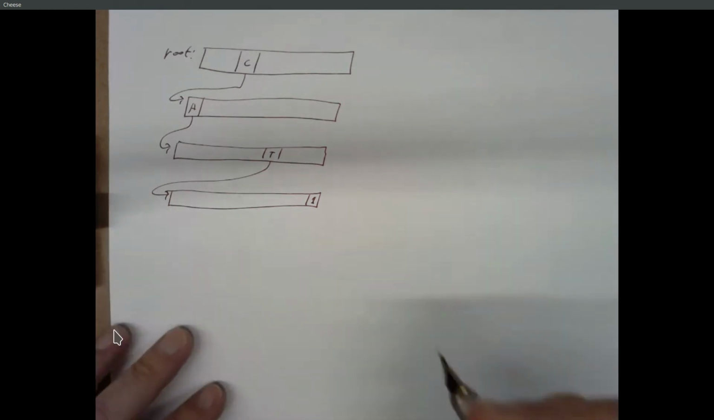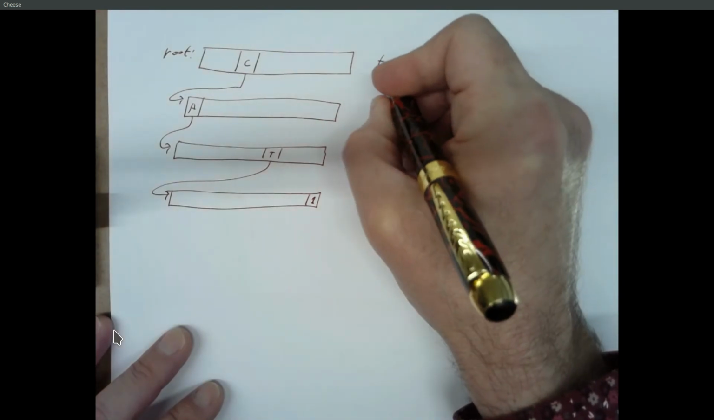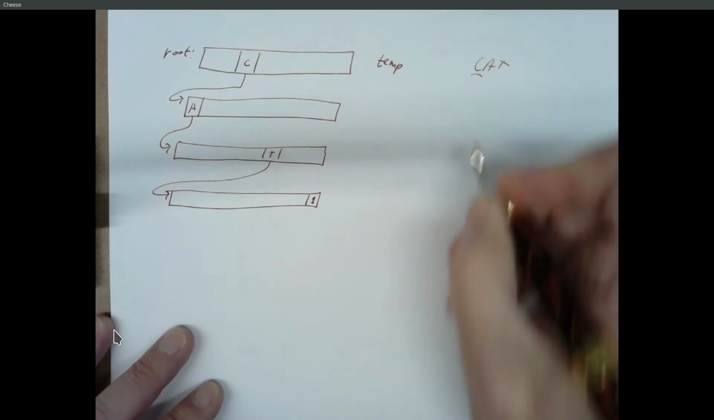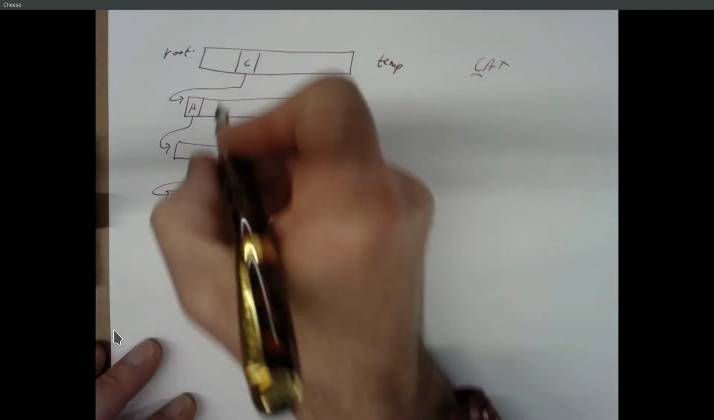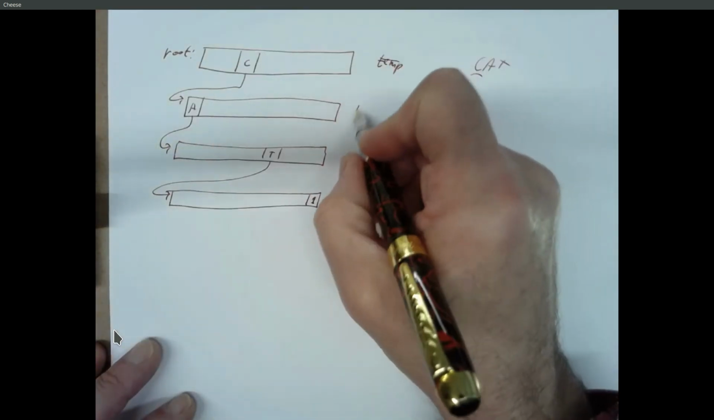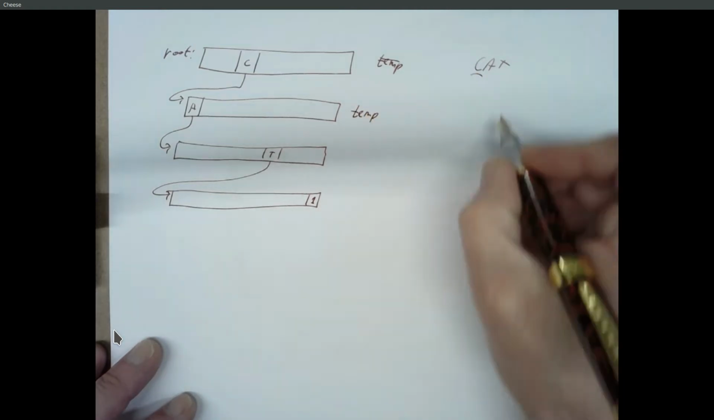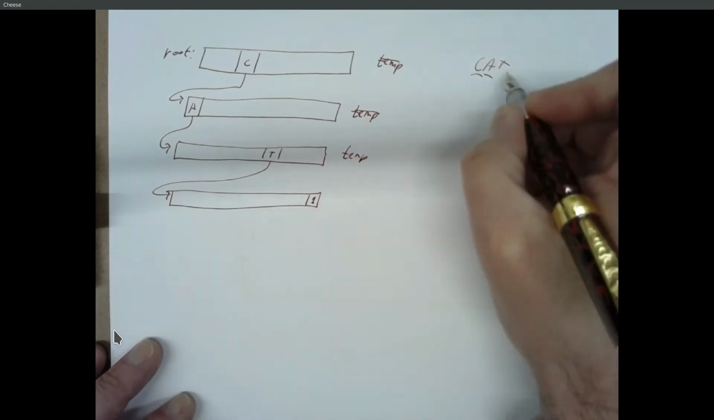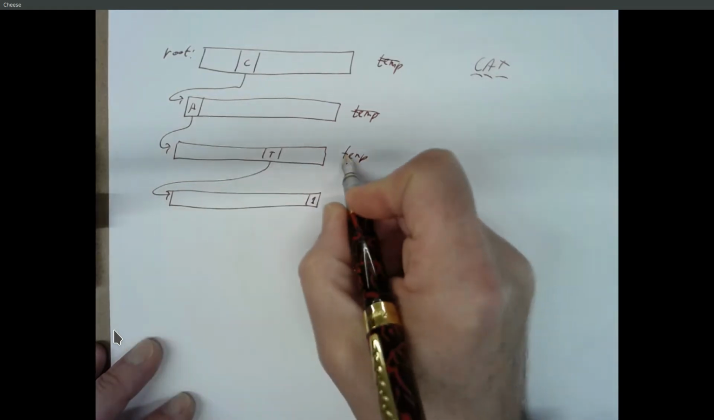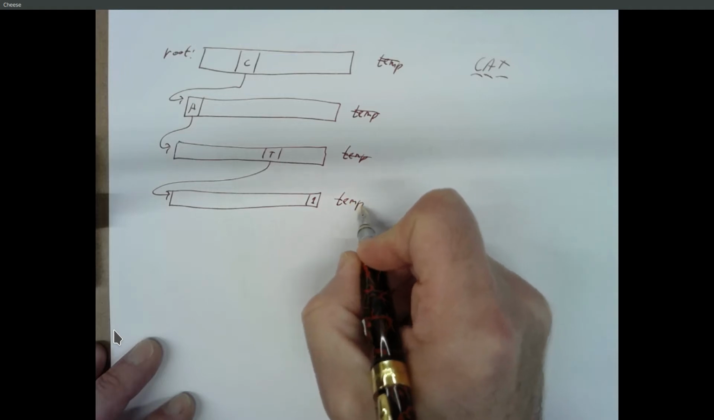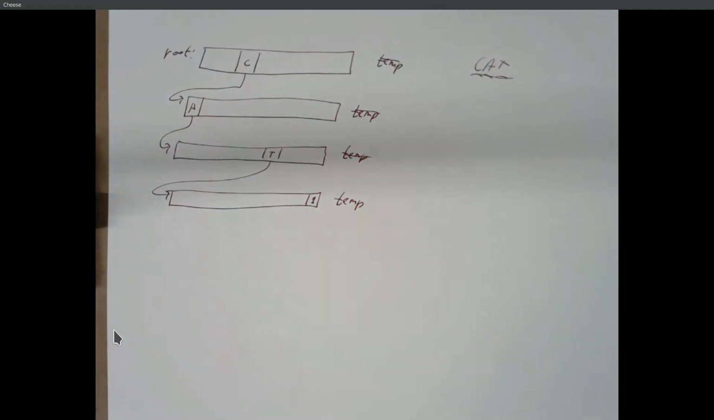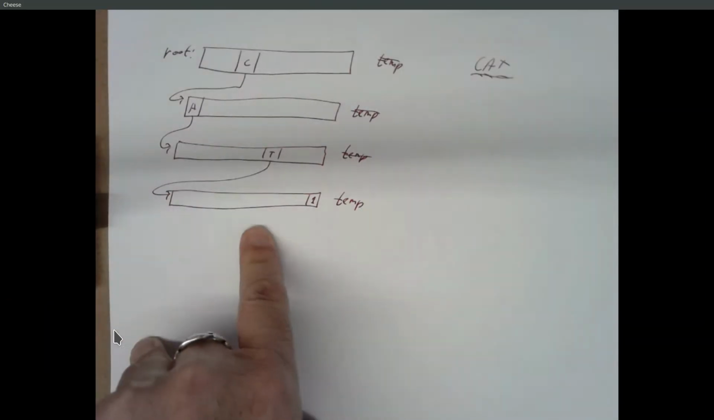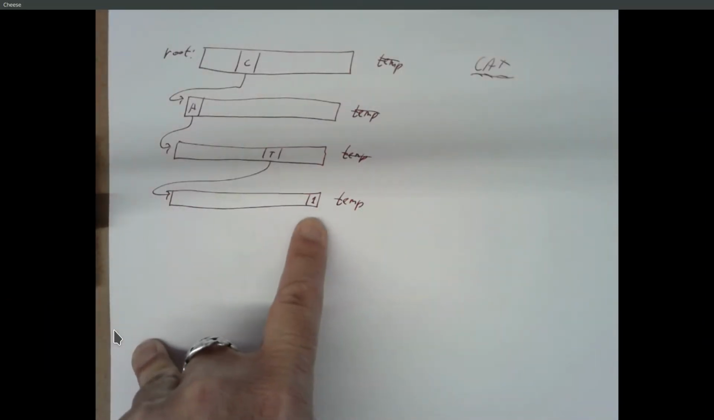So the code that we just saw basically starts off with temp equal to the root. Looks at the first letter, that's a C, so it finds this pointer, and whatever that's referring to, it sets temp equal to that. Goes to the A, finds that pointer, sets temp where that's pointing. Goes to the T, finds that pointer, sets temp to what that's pointing to. And then we're done with our word. We come out of our for loop, and at this point, temp should be this last node, so that's where we check the end of string.